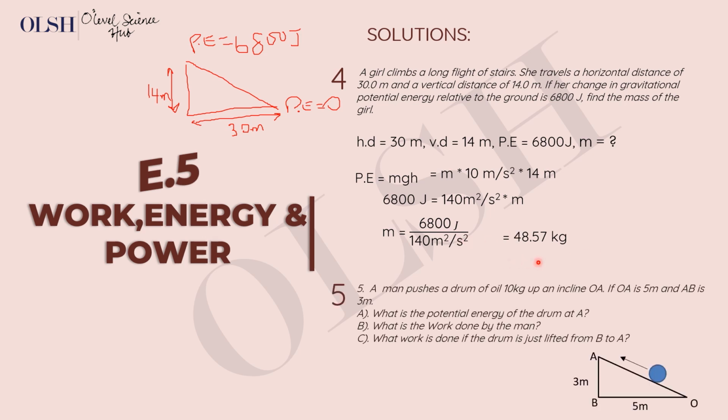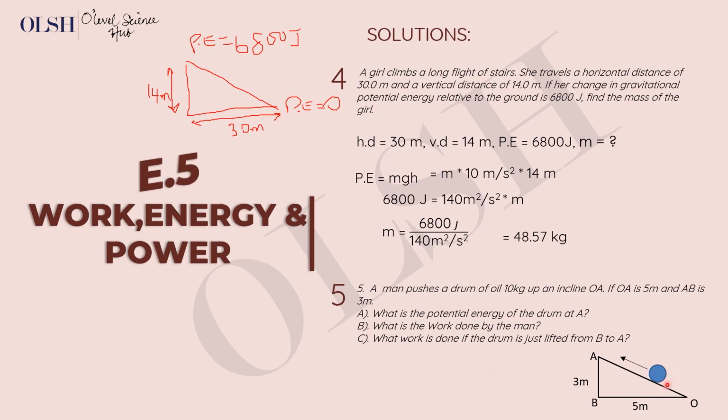All right, so number 5, we have a man pushes a drum of oil 10 kg up an inclined plane. If OA is 5 meters and AB is 3 meters, what is the potential energy of the drum at A? What is the work done by the man? And what work is done if the drum is just lifted from B to A? Okay, so to solve this question, what is the potential energy of the drum at A? Of course, the potential energy of this drum at this point is going to be mass times gravity times height.